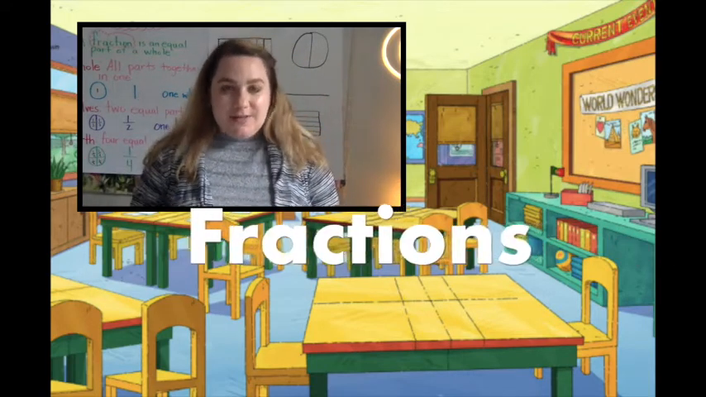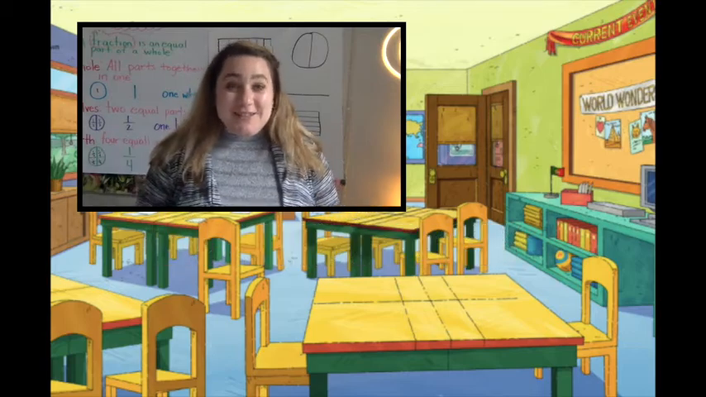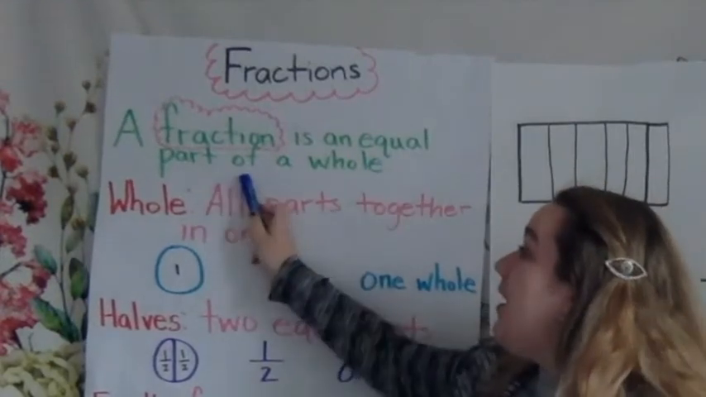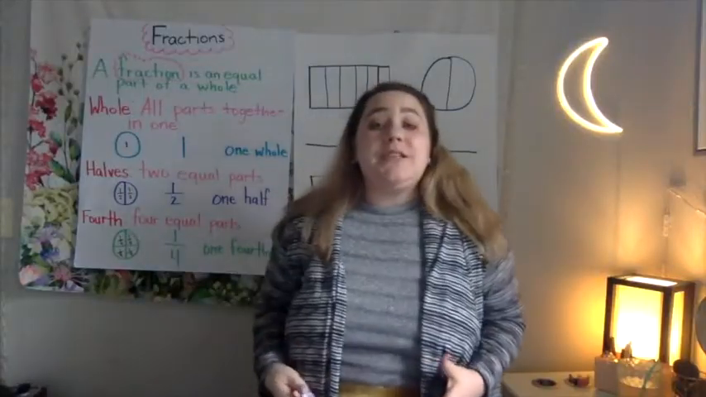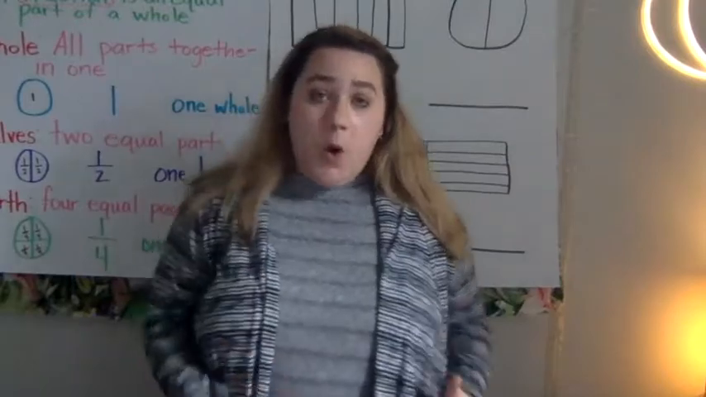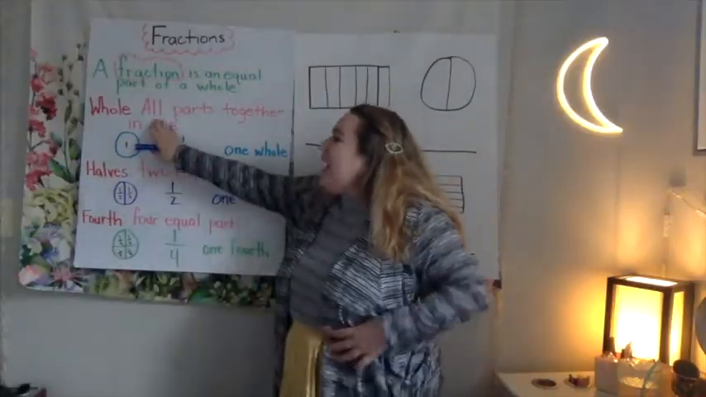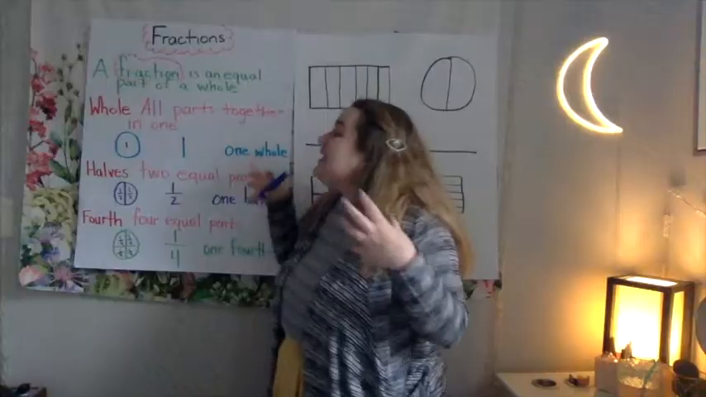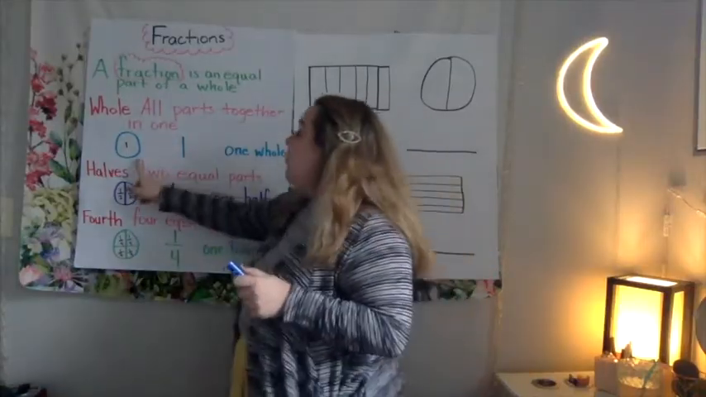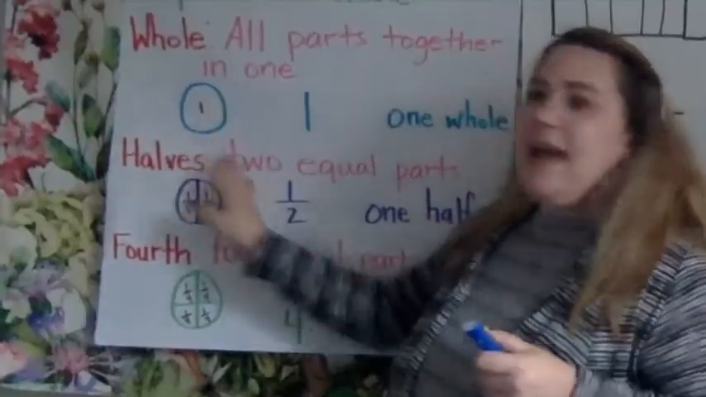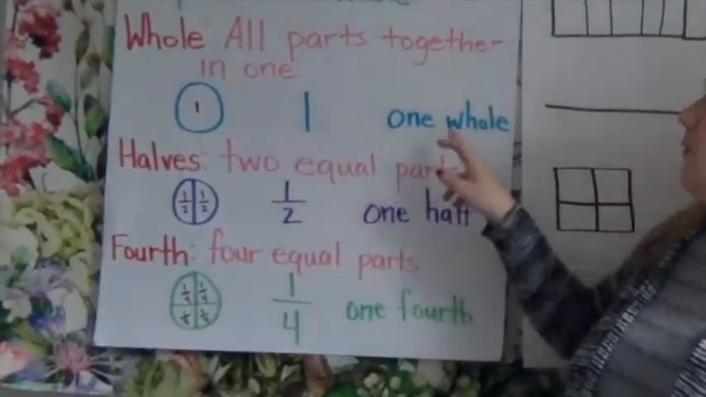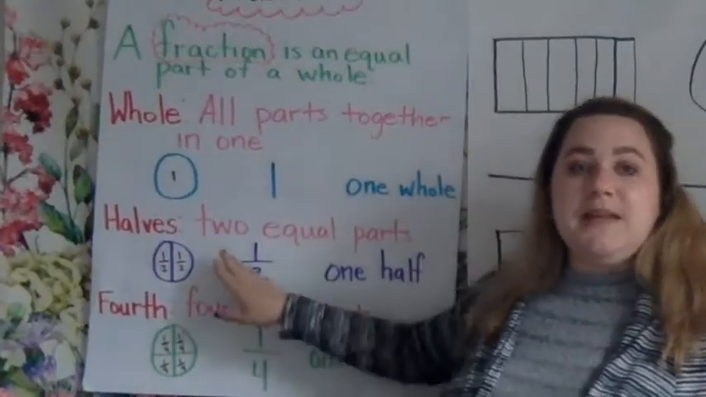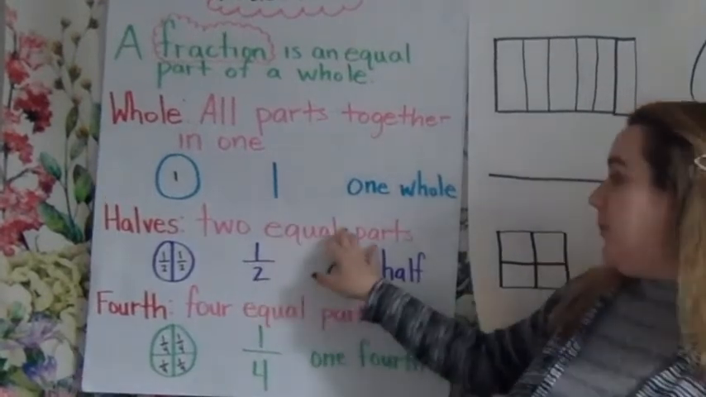Say fractions. Fractions. Good. A fraction is an equal part of a whole. A fraction is an equal part of a whole. So, when I have a whole, that means that all my parts are together in one. I have one circle, it's not cut in half, nothing. It's one whole. But then if I have something called halves, that means there are two equal parts.